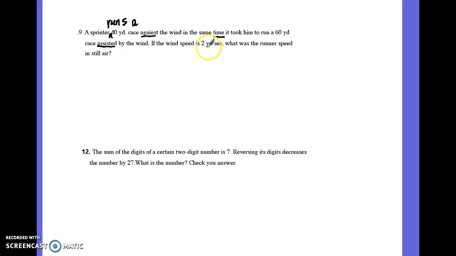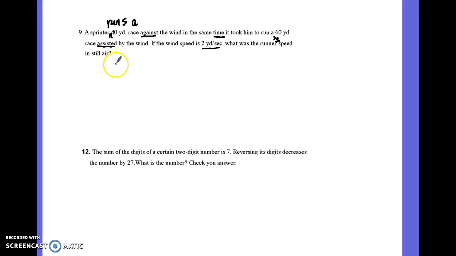It says if the wind speed is 2 yards per second, what was the runner's speed? Okay, some mistakes in here, sorry about that. Okay, so again, it's good to read it a second time. A sprinter runs a 40-yard race against the wind. So the wind is resisting him here. It took him 60 yards to run assisted. The wind is helping or assisting him here, pushing him faster. Wind speed is 2 yards per second. What was the runner's speed in still air?